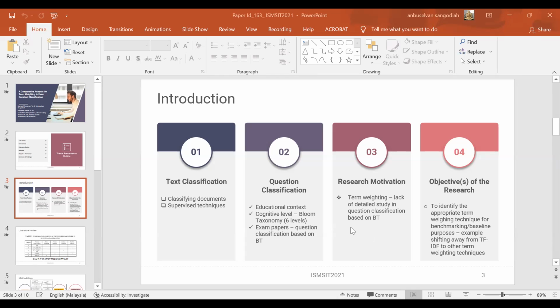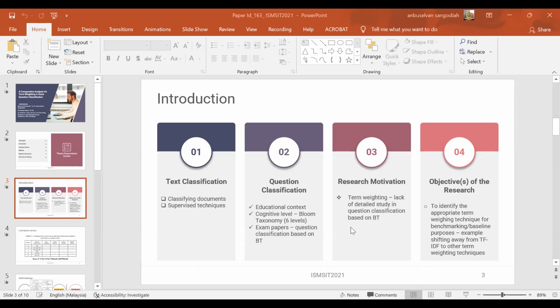Okay, the objective of the research is to identify the appropriate term weighting technique for benchmarking of baseline purposes. Very commonly, when we talk about term weighting, we have 2 types. One is the unsupervised term weighting, the other one is supervised term weighting. So we started off with the unsupervised term weighting, very popularly known as TF-IDF, term frequency inverse document frequency. That is a de facto, very standard thing. But in question classification based on Bloom's taxonomy, we are still using it.